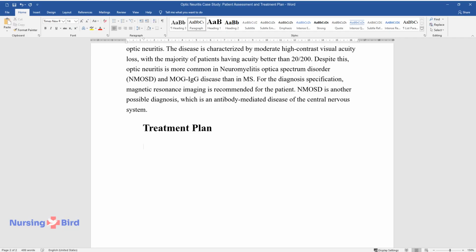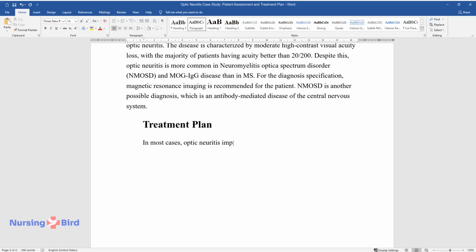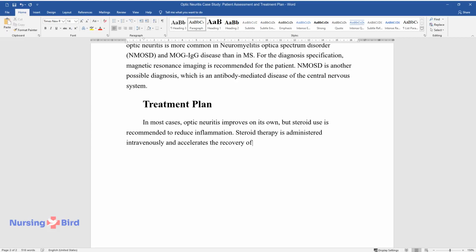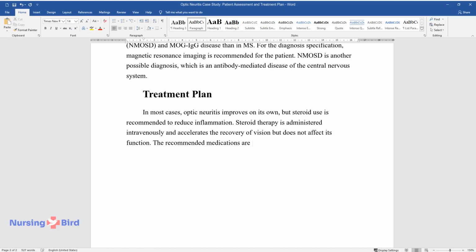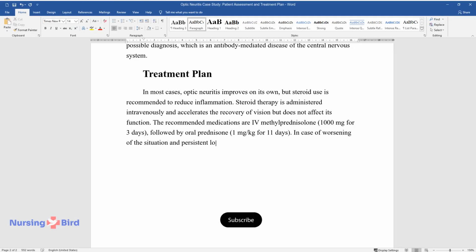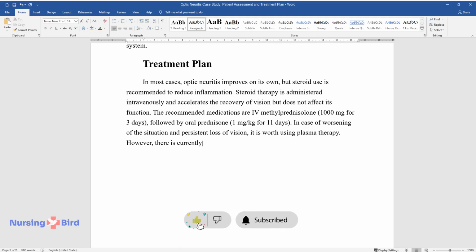Treatment plan. In most cases, optic neuritis improves on its own, but steroid use is recommended to reduce inflammation. Steroid therapy is administered intravenously and accelerates the recovery of vision but does not affect its function. The recommended medications are IV methylprednisolone, 1,000 mg for 3 days, followed by oral prednisone, 1 mg per kilogram for 11 days. In case of worsening of the situation and persistent loss of vision, it is worth using plasma therapy. However, there is currently no evidence of the effectiveness of this method.